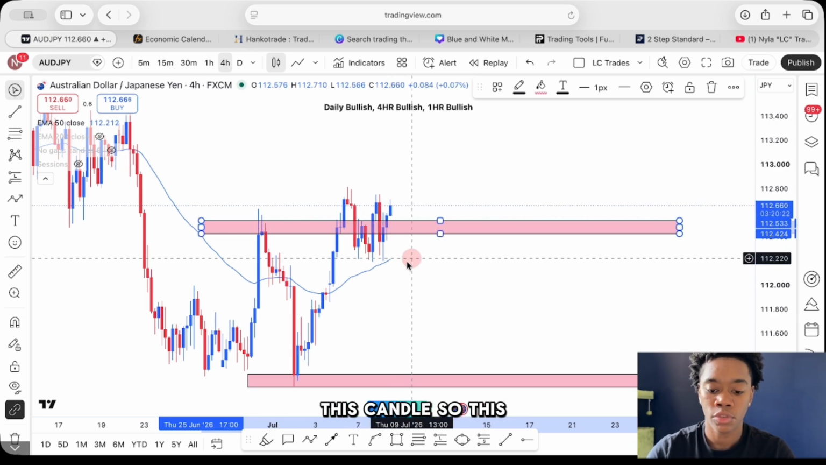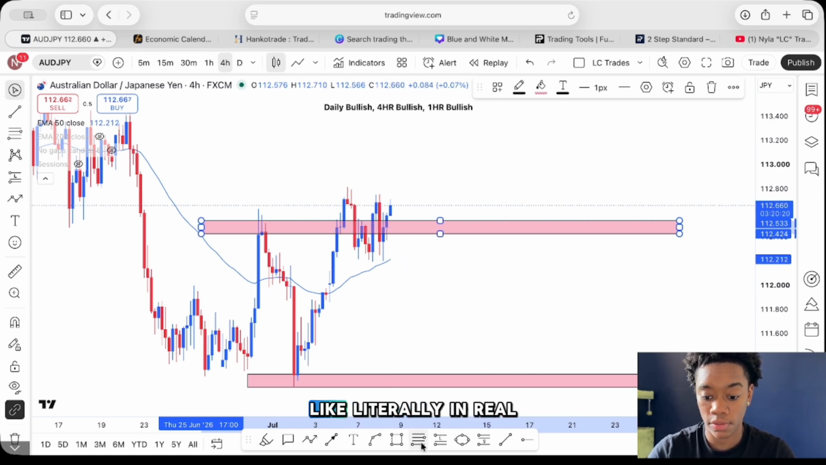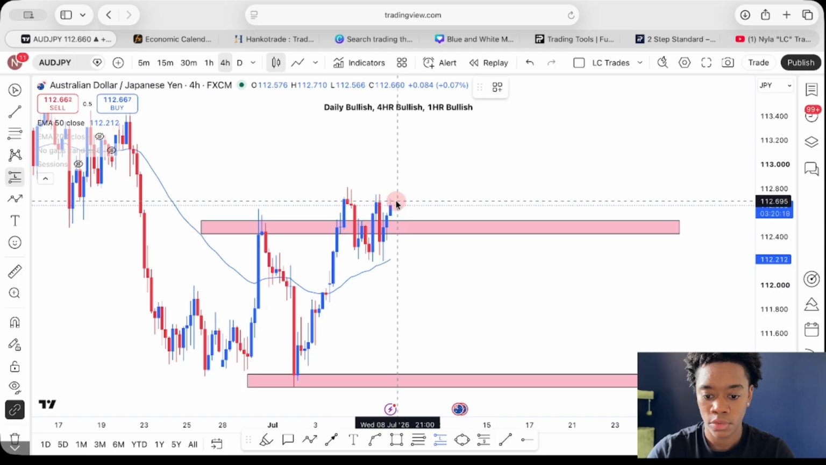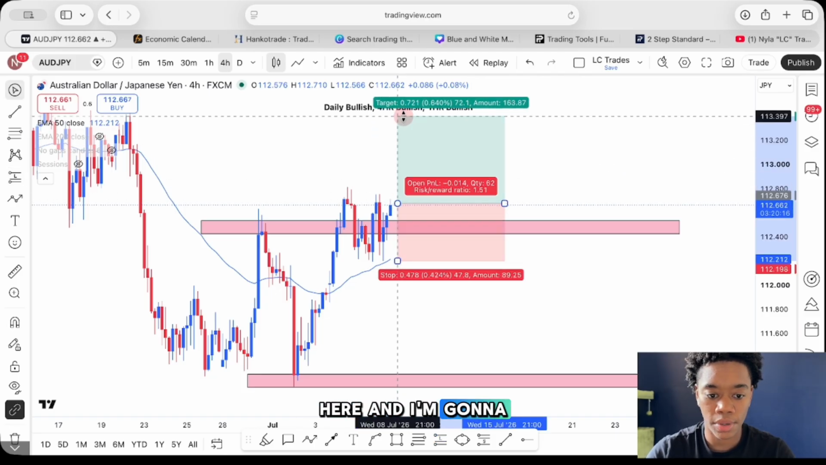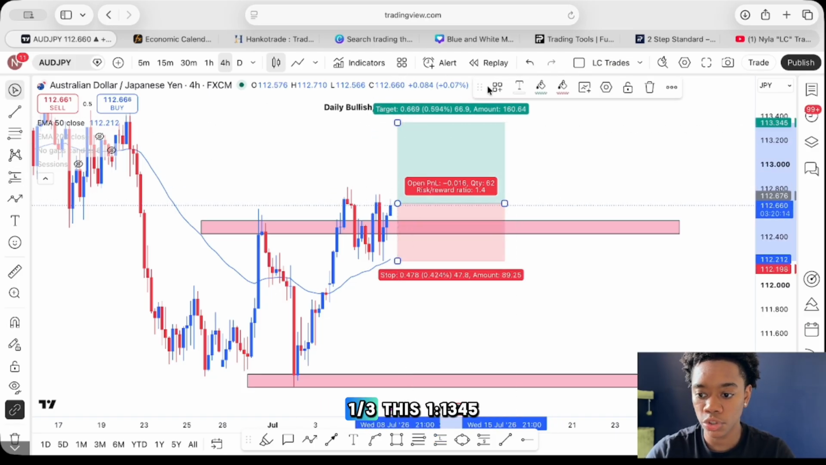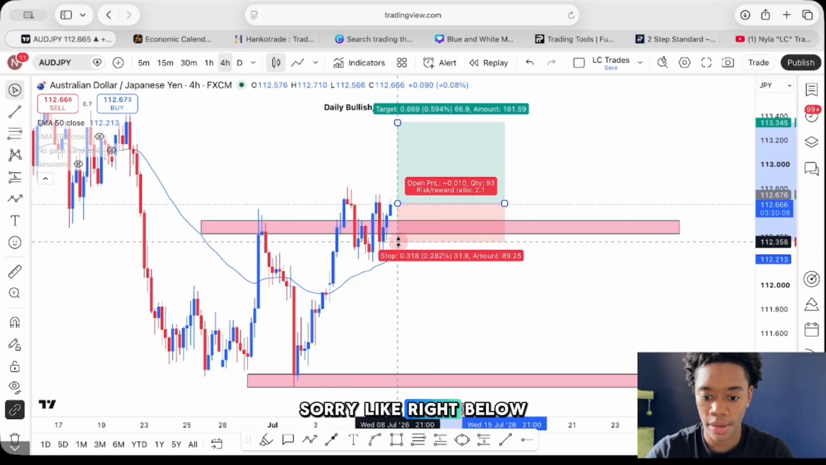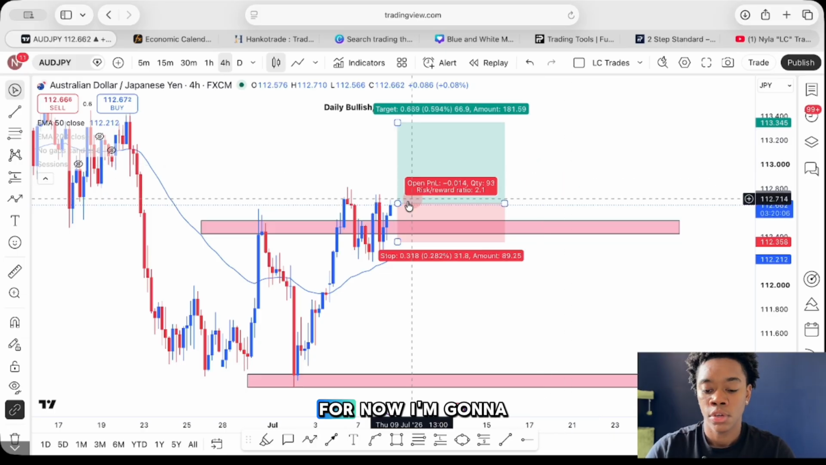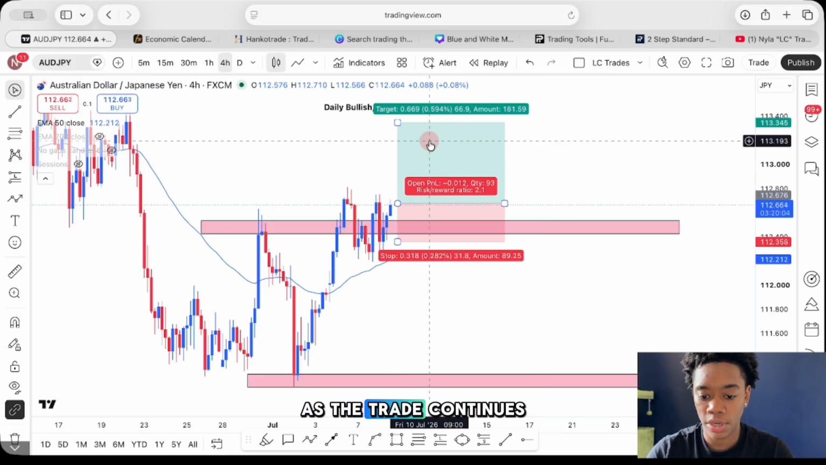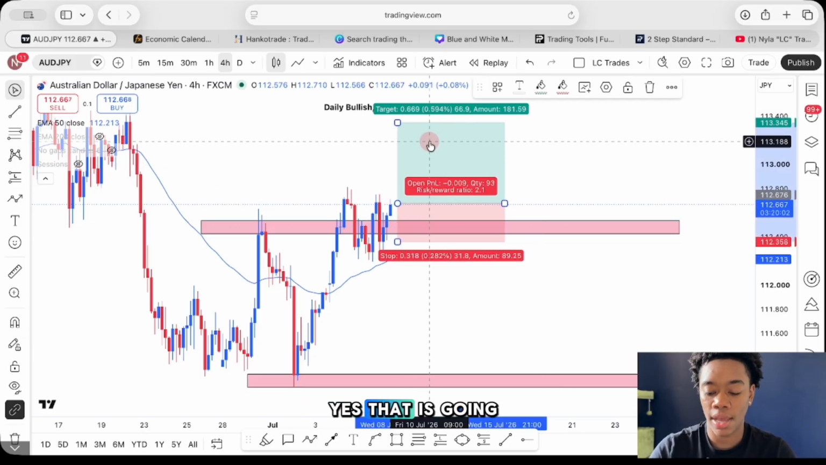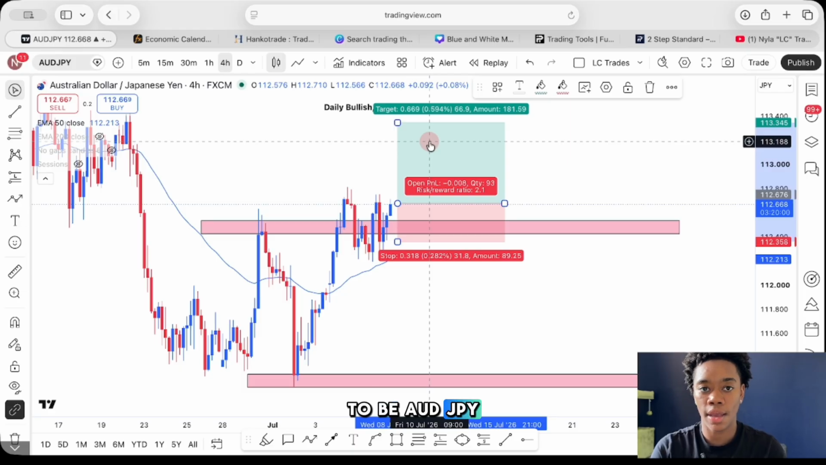I got in at this candle right here. So this is literally what my trade looks like, in real time right now. It's probably like right here. And I'm going to take it to this 113,345 area. My stop loss is going to be literally right below this. For now, I'm going to move my stop loss as the trade continues. But yes, that is AUD JPY, me breaking it down.